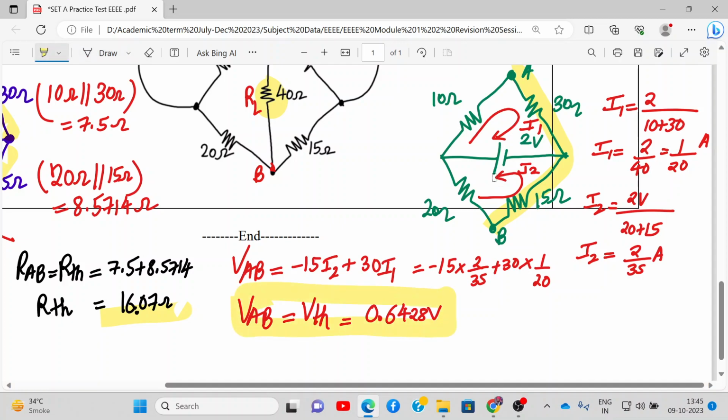You can solve this out. Let me check the value of VTH once. So VTH is 15 into 2, that will be minus 30 divided by 35, and plus 3 by 2, that will be 1.5. So this comes out to be 0.6428. That's perfectly all right. So your value of VAB or VTH is fine.